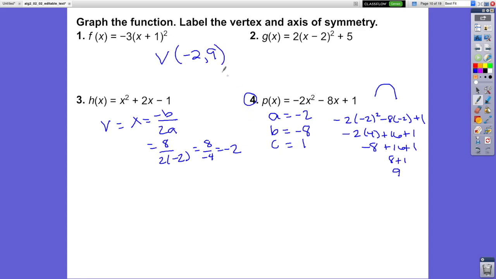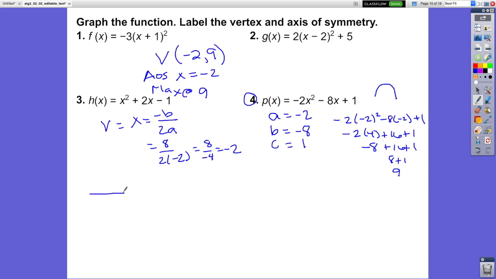All right, so now that I have my vertex, I can go ahead and fill out my axis of symmetry. And remember, it's always an equation. It's going to be x equals -2. And I'm also going to know my maximum or my minimum. Knowing that this is a sad face one, that means that this one is going to be a maximum. And there's going to be a maximum at 9.